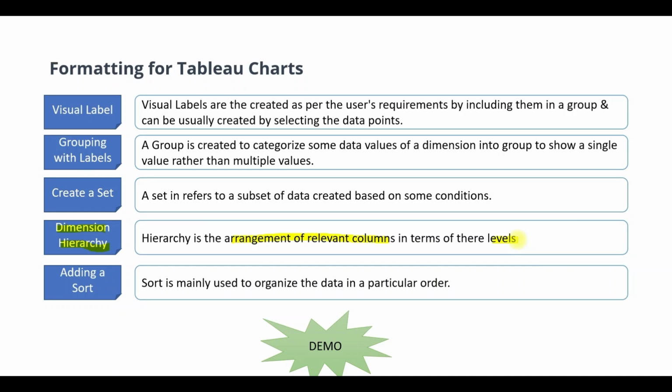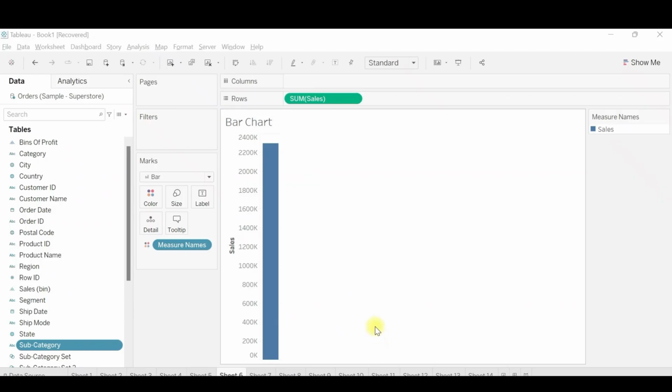When we say a dimension hierarchy, the hierarchy is created only on the dimensions existing in the data sets, because facts are numbers, and they cannot be arranged in a hierarchy as there are no levels. So usually the hierarchies that are created are dimension hierarchies only. Let's see how to create them in Tableau.